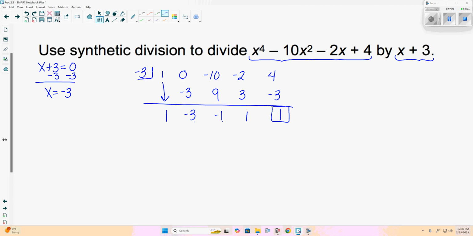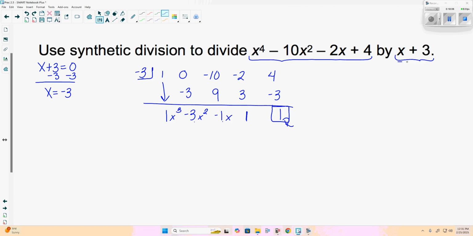The last number under the line is the remainder. So all that's telling us is that our divisor, x plus 3, does not divide evenly into our dividend because we do have a remainder other than 0. Now we do have to put the variables back in. The last number here is going to be the remainder. The number in front of it is our constant term. The number in front of it is our term with x, x squared, x cubed, because the power of x is going to increase by 1 in each degree.